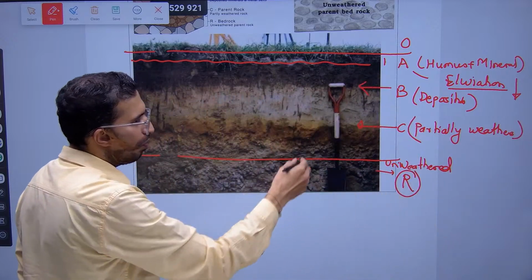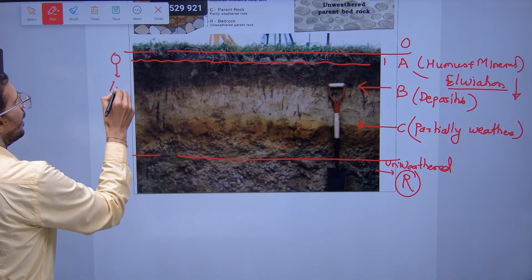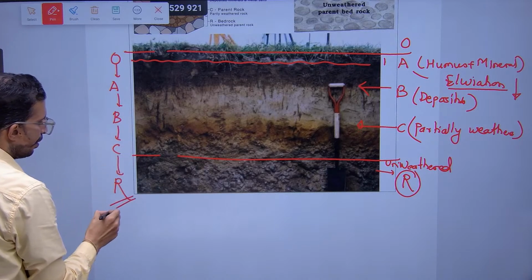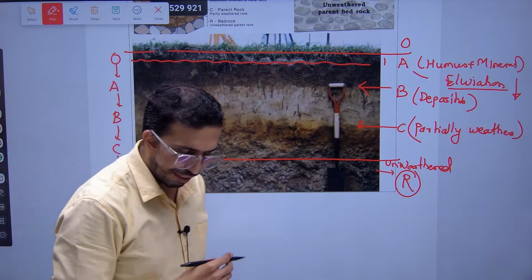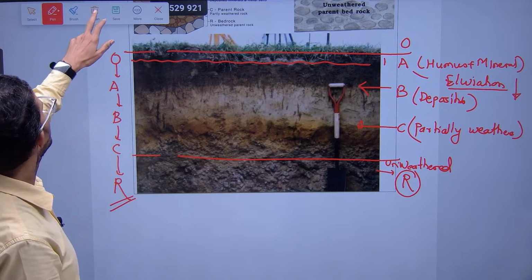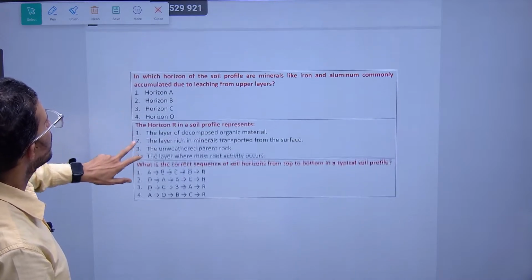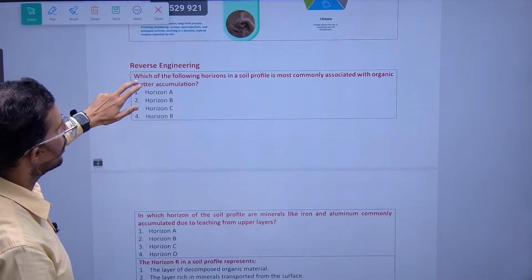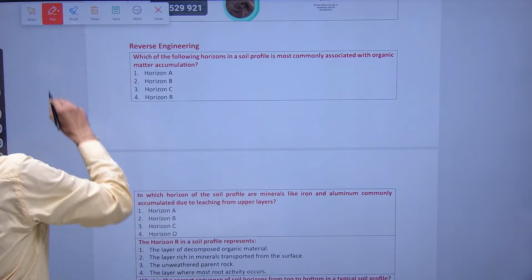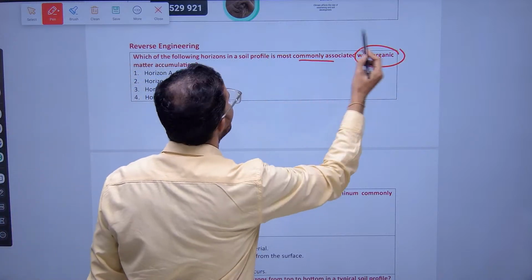So the layer profile from top to bottom is: first starting with O, then A, then B, then C, and the last is the R. Now see the question. The first question for the soil profile: which horizon layer is commonly associated with the organic matter?